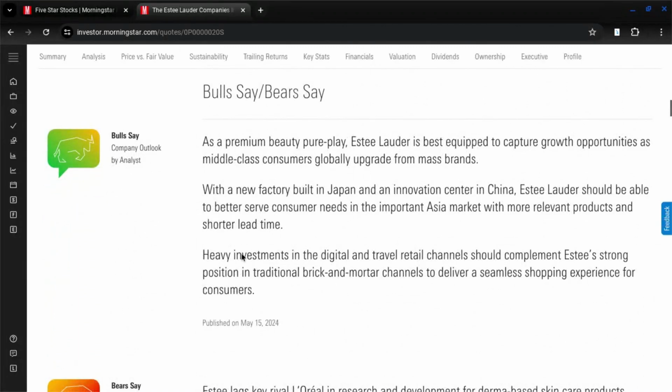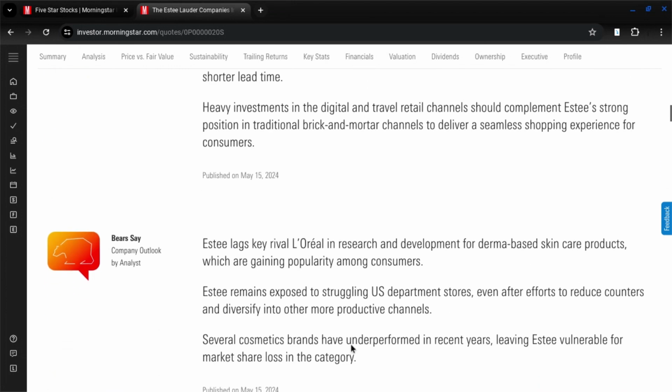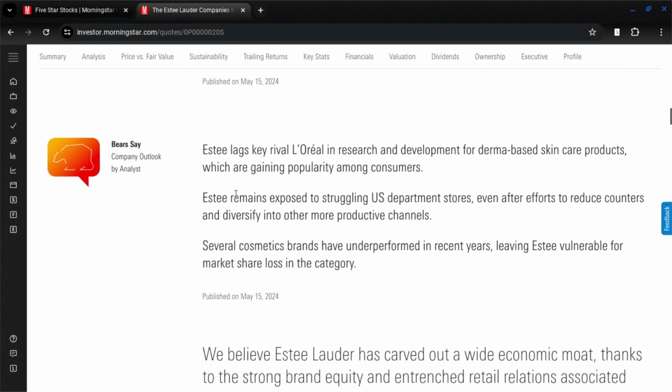Here is a section where you can find possible reasons why you should be bullish on Estee Lauder, and here is a list of reasons why you should be bearish on Estee Lauder. This is what I'm really interested in, because I think it's very important to understand the downside risks in the company that I'm planning to buy.